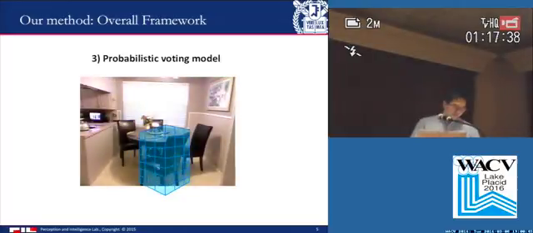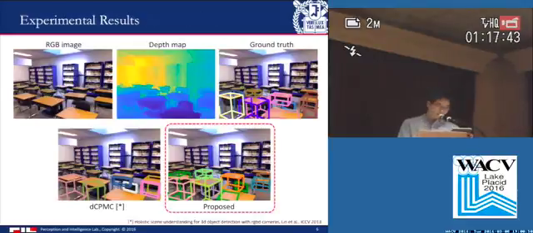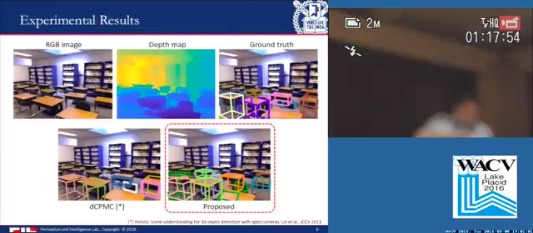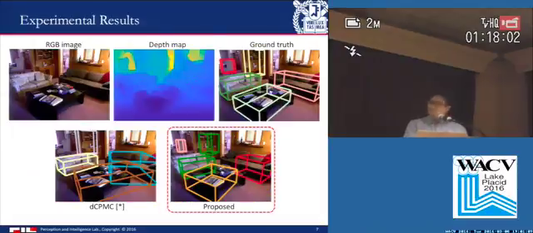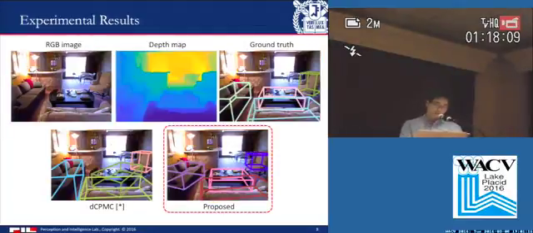At this time, I'll show some experimental results. The first row shows the RGB image, depth map and ground truth, and the second row shows the results of the existing method and the proposed method. As you can see, ours can successfully find cuboids in the 3D scene even if there are many occlusions in the object region. And this is another example. Ours shows better results, and this is another example.